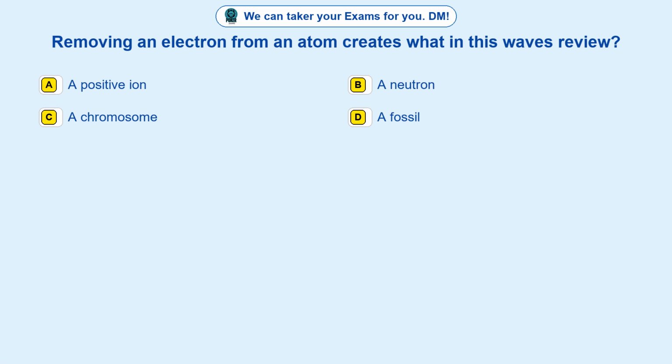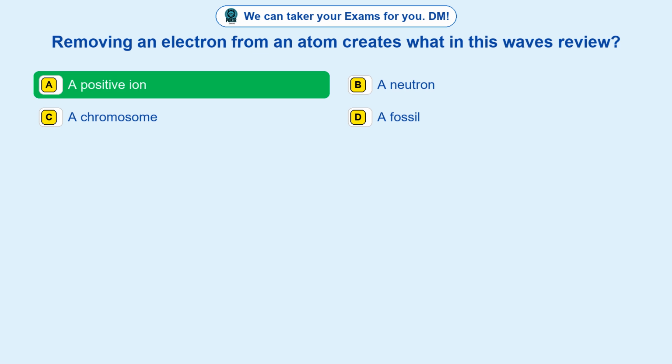Question 49. Removing an electron from an atom creates what in this waves review? Option A. A positive ion. Option B. A neutron. Option C. A chromosome. Option D. A fossil.